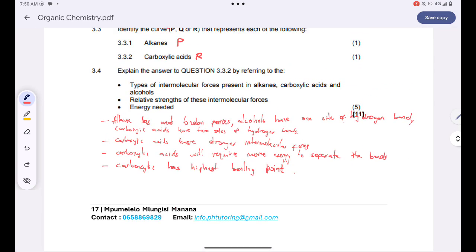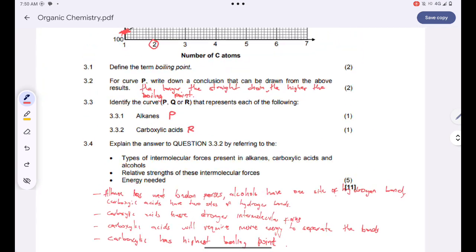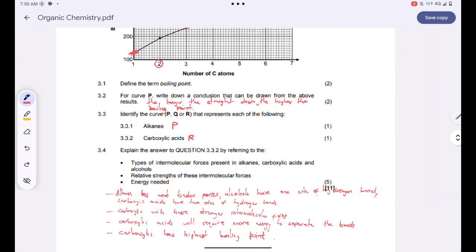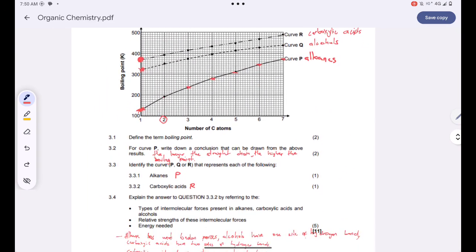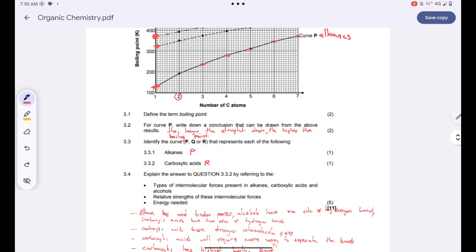This is how, guys, we're supposed to tackle this question. I hope you are seeing that. These questions are just repetitive. Always you'll be asked to explain by referring to the intermolecular forces, the relative strength between intermolecular forces, and the energy required. Are we together? So they are just repetitive, guys.